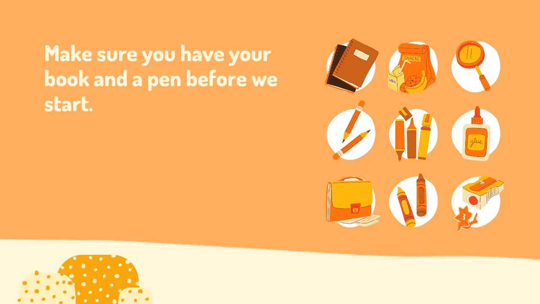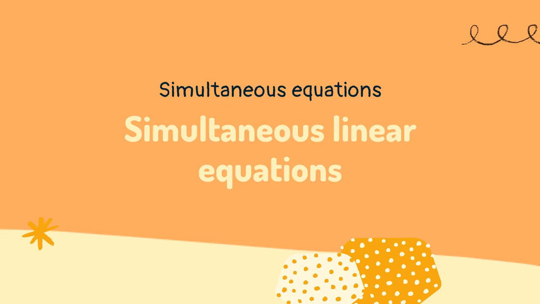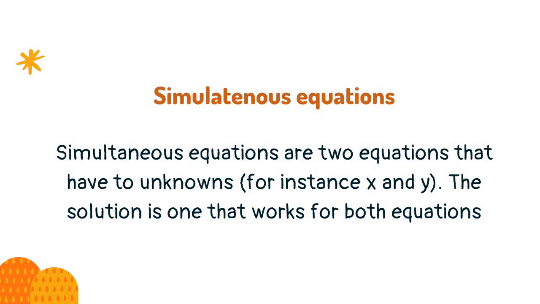Make sure you have your book and a pen before we start. Today you are going to learn about simultaneous equations. Simultaneous linear equations. Simultaneous equations are two equations that have two unknowns, for instance x and y. The solution is one that works for both equations.